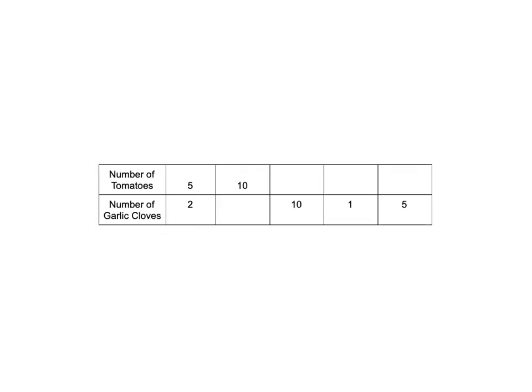All right, this is the last one that will be on the recording, so go ahead and hit pause, try this on your own, and then I'll show you how I solved it. All right, so from 5 to 10 is timesing by 2. So 2 times 2 would give me 4.